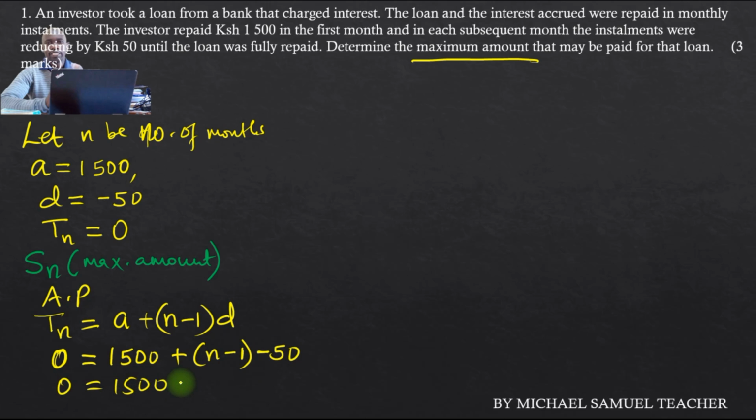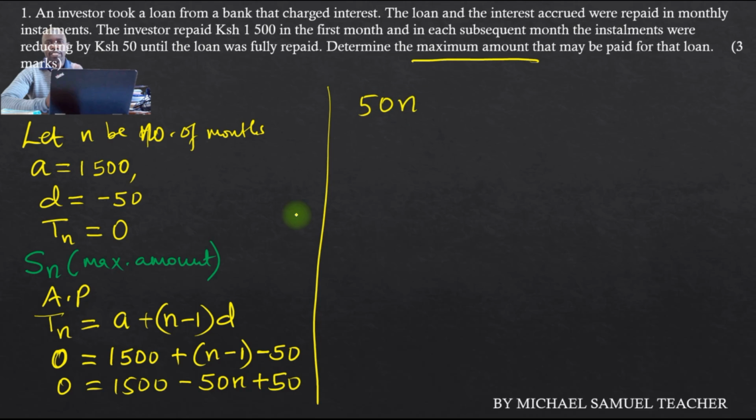Open the bracket, this will be minus 50n, then plus 50. Take minus 50n to the left hand side, we shall have 50n equal to 1,500 plus 50, which is 1,550. Therefore, divide it through by 50, so we end up getting n as 31.